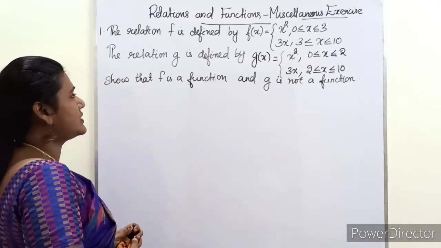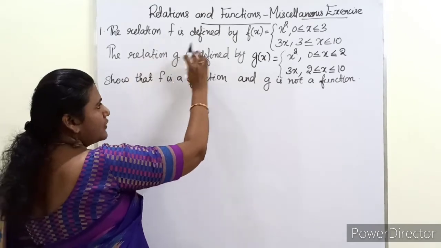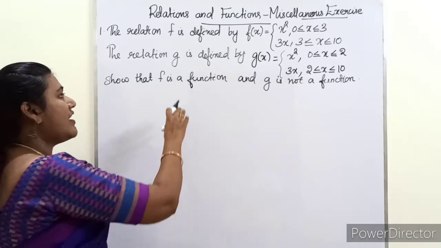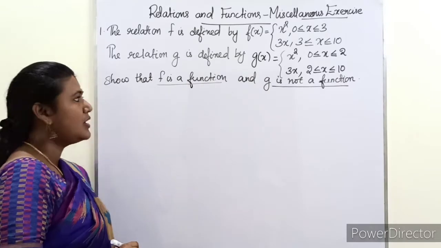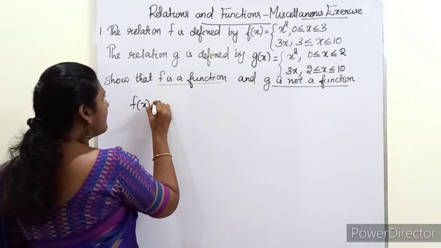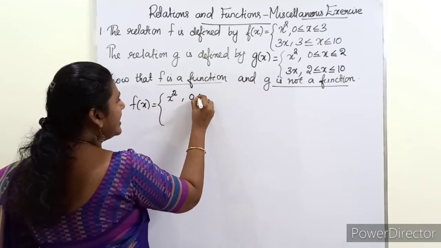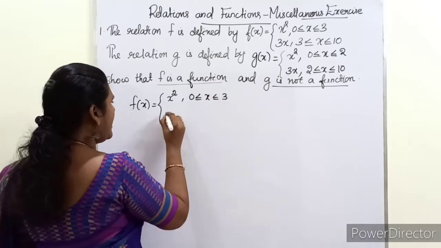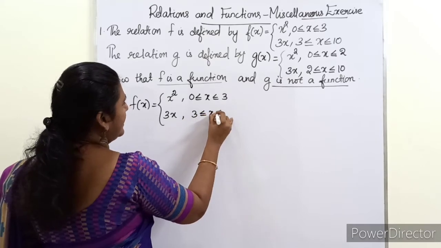So here in this question we are given two relations f and g, and we have to show that f is a function and g is not a function. So we will start with the first relation f of x. It is defined as x square in the closed interval 0 to 3, and 3x in the closed interval 3 to 10.